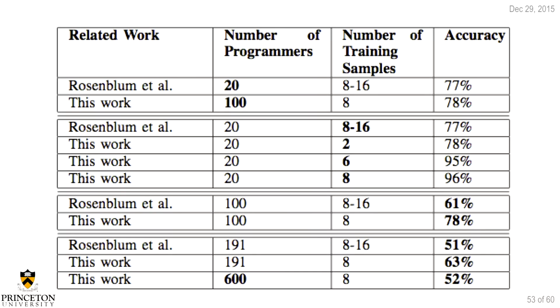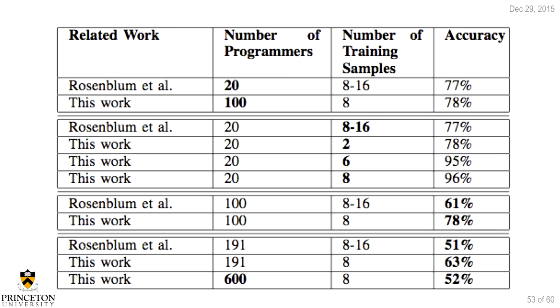So there hasn't been much work done on this area. There is one major paper that has been published by Rosenblum, and it's a great paper. It's the previous workflow that I have shown you in the beginning of the second section. And for example, with 20 programmers, they get 77% accuracy, and they use more training samples than us. It's not very clear, but the least number of training samples they use is 8, and it goes up to 16. And we kind of know that when we use more samples, we are going to get higher accuracy. But in our case, with 100 programmers, we get 78% accuracy.